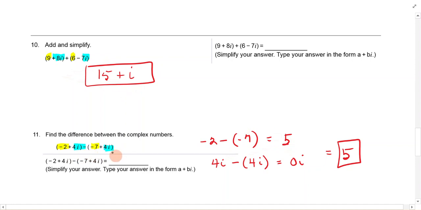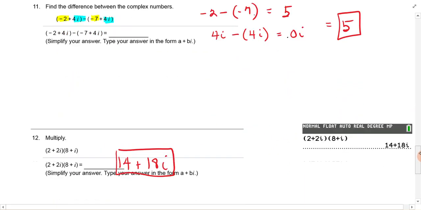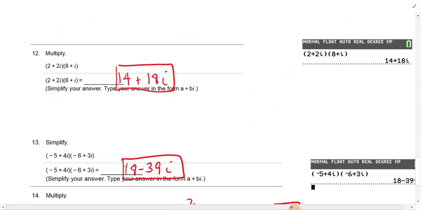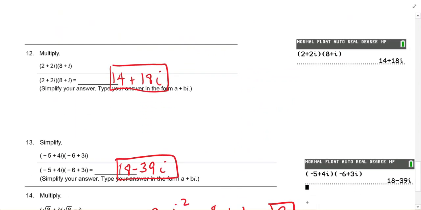Negative 2 minus a negative 7 is 5. 4i minus 4i is 0i. So negative 2 plus 7 is 5. That's our final answer. Now these I showed in the calculator because you're multiplying. Remember to get the i, it's second and the decimal key. And so when you do it in your calculator, you just put it in just like the problem is written, and you'll get 14 plus 18i.